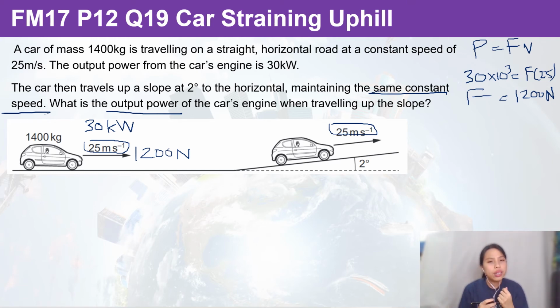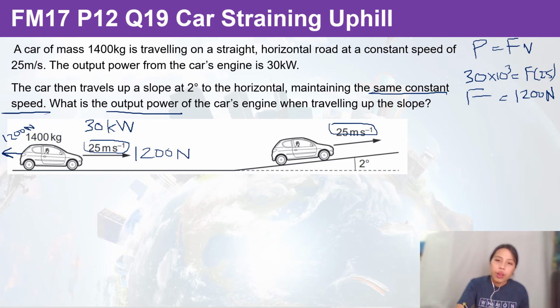Hey, but wait. I thought constant speed means the net force must be 0. Why is there 1,200 in front? Don't forget there's drag force, frictional forces and drag forces. If you're traveling at a constant speed, the net force is 0, which means there should also be a drag force or resistive forces of 1,200 newtons. So that's the beginning part.